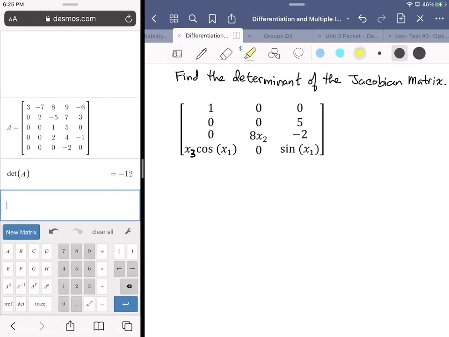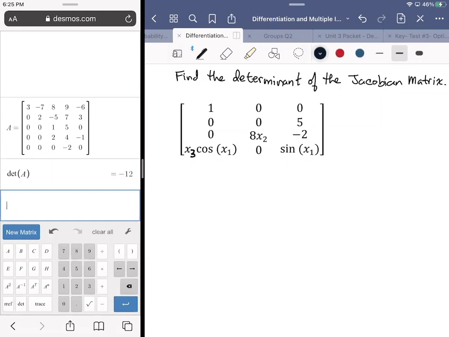Anyway, so it's a determinant. The matrix is not triangular, but it's close to triangular. If that 5 and -2 weren't there, it would be lower triangular, and then we could just multiply down the diagonal, but not quite.